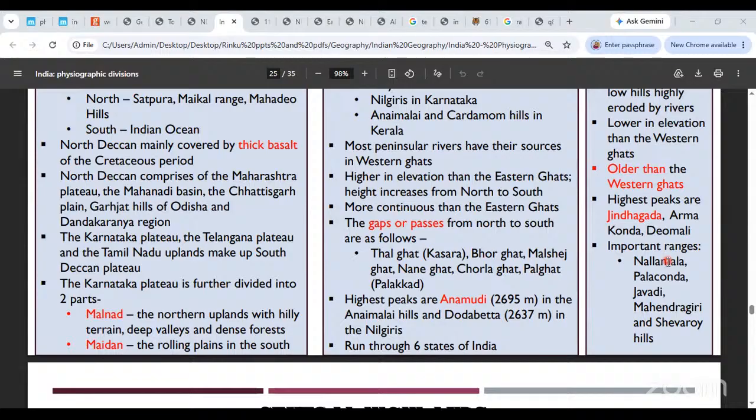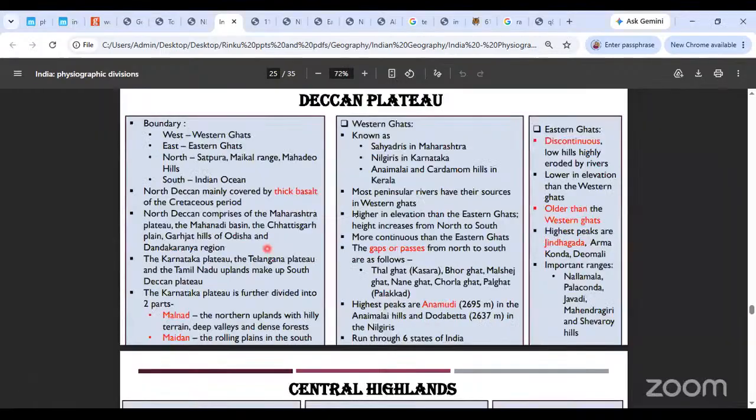The reason why I'm reading out the names of all these hills and ranges is because UPSC questions you. They give you a bunch of 4 options, and then they ask you which of these belong to the Eastern Ghats or Western Ghats, or do not belong to the Eastern or Western Ghats. Okay, and you'll have to name them. So you have to remember which ranges belong to the Eastern Ghats and which belong to the Western Ghats. So Nalamala, Palakonda, Javadi, Mahendragiri, Chevroy, Eastern Ghats, whereas famous hills of the Western Ghats are going to be Sahyadris, as you call them, or Nilgiris, Cardamom Hills. Those all will be a part of Western Ghats. Okay.